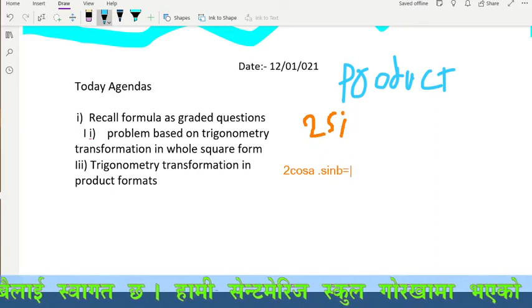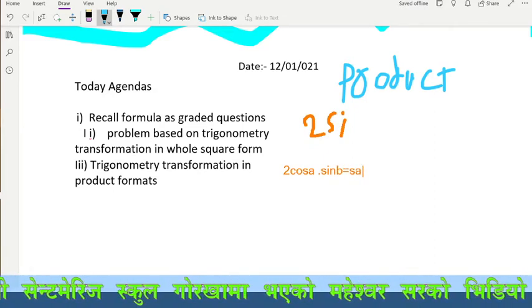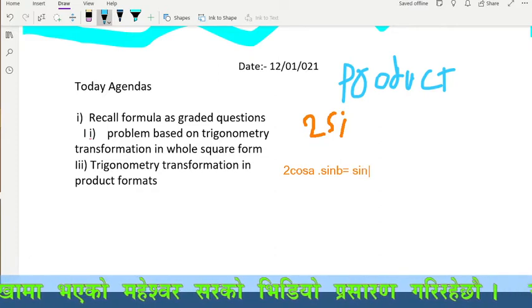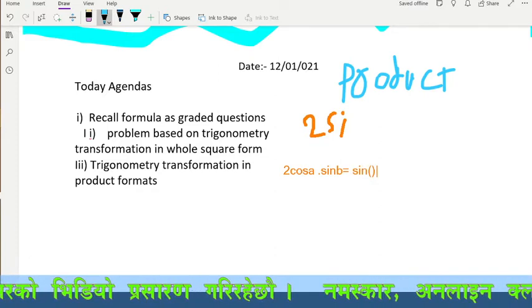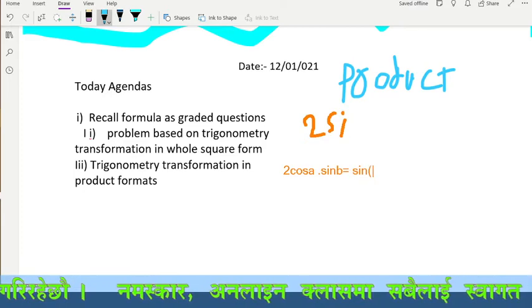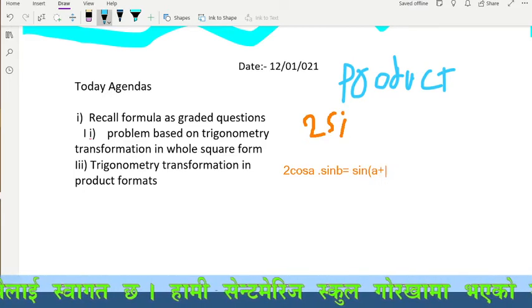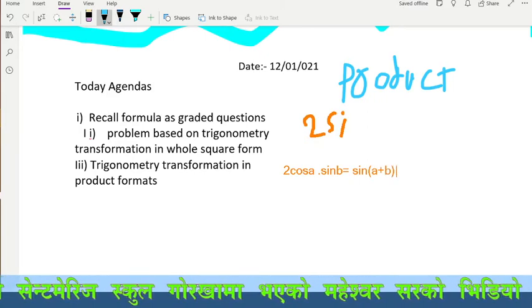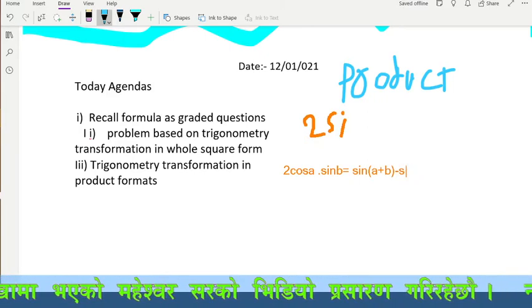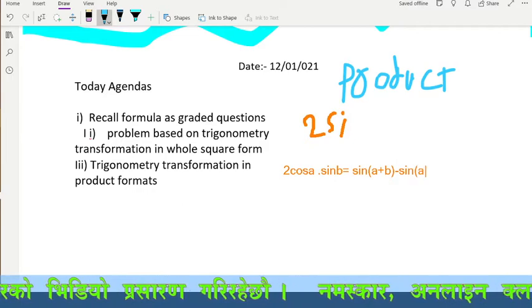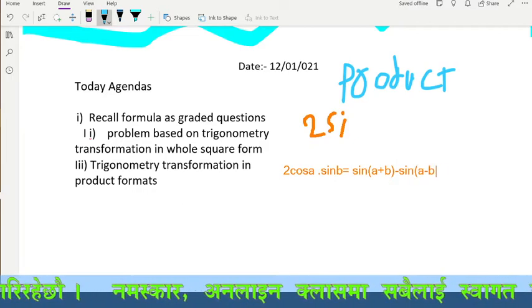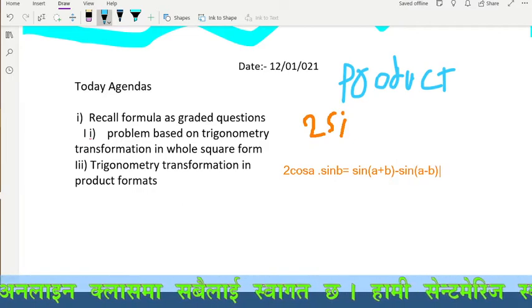Okay, so we have read it as sin a plus b, then minus sin a minus b. So like this we have read. This is the formula of what? 2 cos a dot sin b.